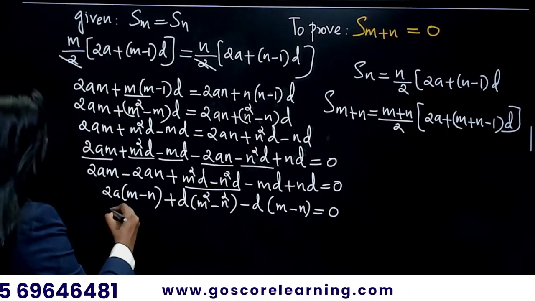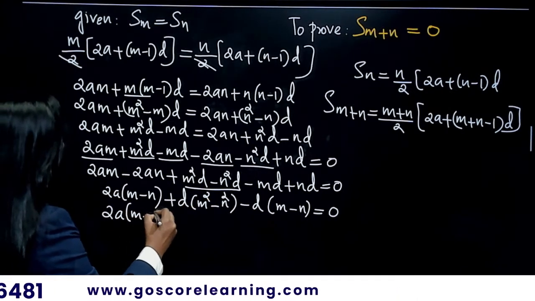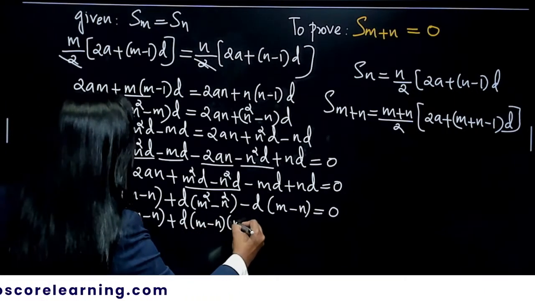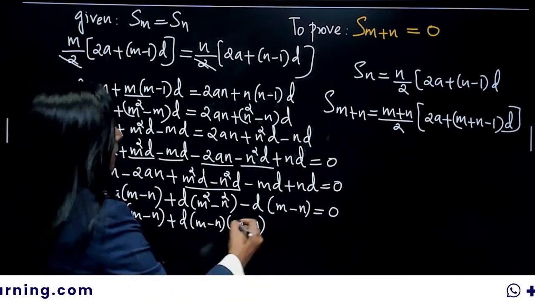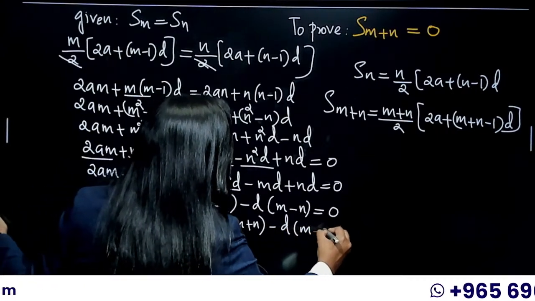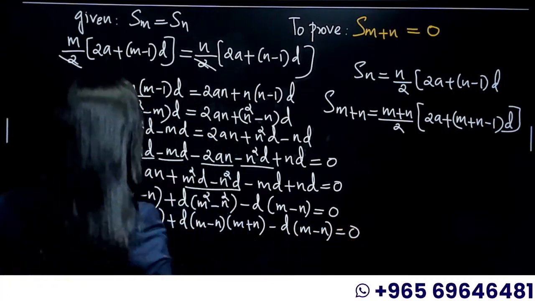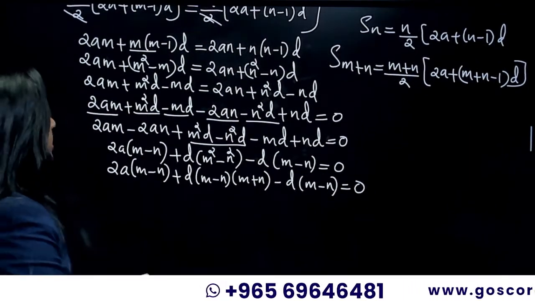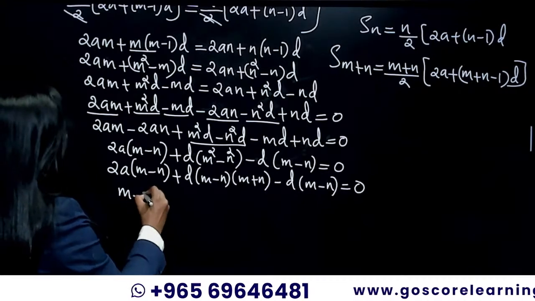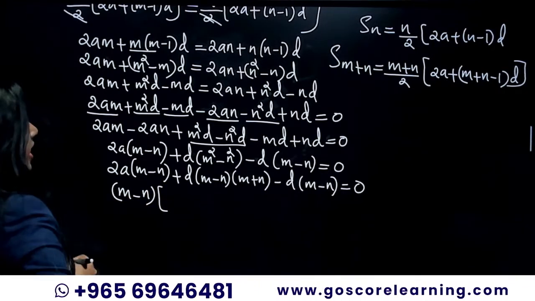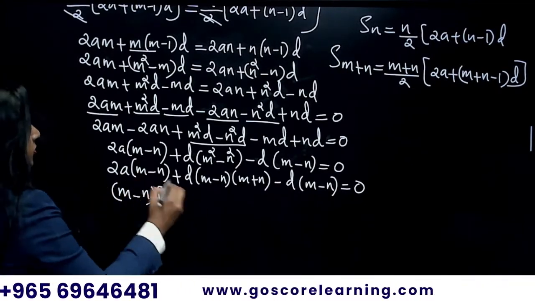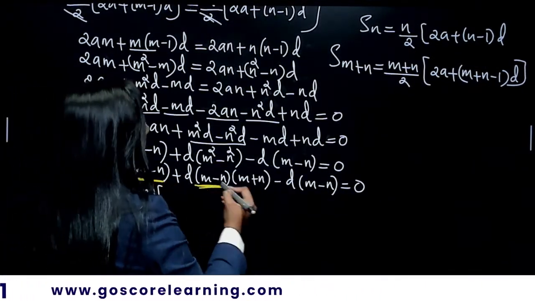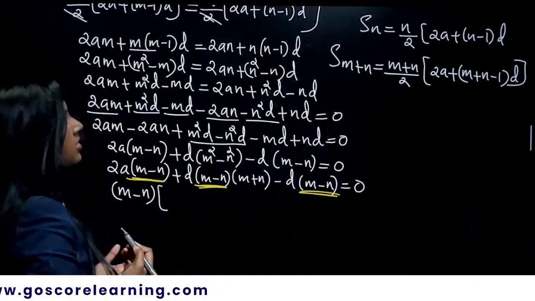So I'm going to split this as 2a into m minus n plus d into m minus n into m plus n, minus d into m minus n is equal to 0. Now, I am going to divide this equation throughout by m minus n. Before that, let us take that m minus n common out. I took m minus n common from the first term, then from the second term, and from the third term as well.